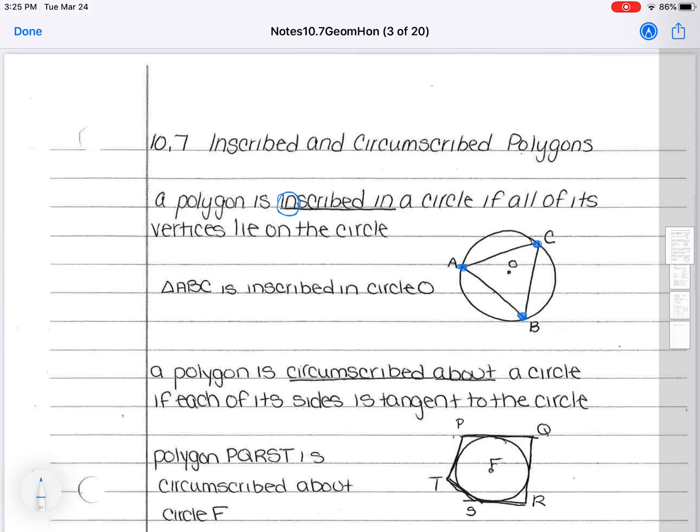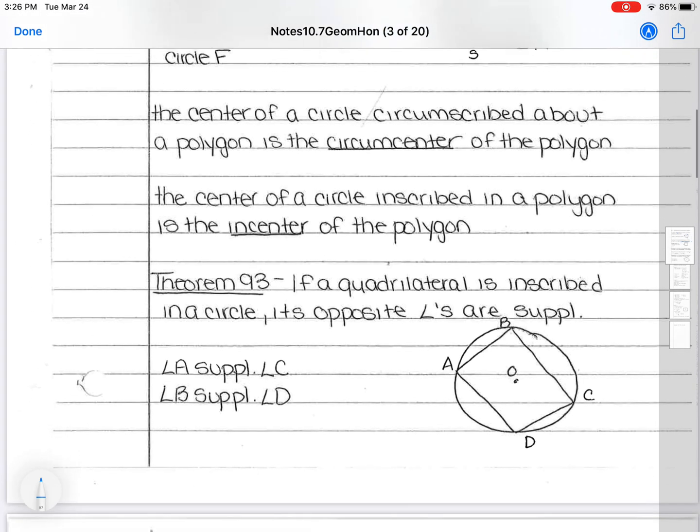So if triangle ABC is considered to be inscribed in circle O, then A, B, and C all need to be points on the circle itself. The flip of that is if a polygon is circumscribed about a circle, that means that the polygon is on the outside and that every single side is tangent to the circle. We've learned numerous theorems regarding tangents so far, but the one that's important to note is that tangent segments starting from the same external point are congruent to each other. That is definitely something that's going to be used tonight on one of the homework problems.